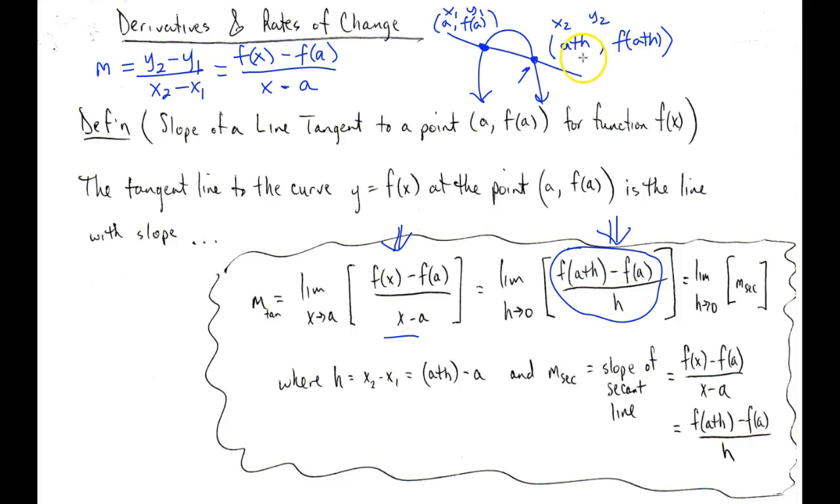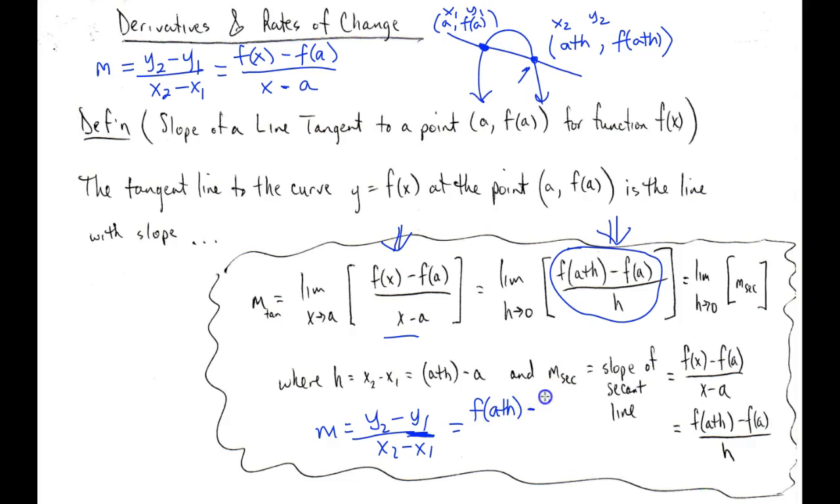Again, with the same type of thinking, if I were to use the formula for the slope of a line and plug that information in, then f of a would be the y1, and f of a plus h would be the y2.